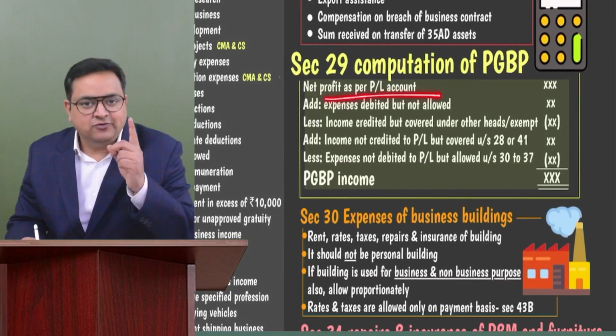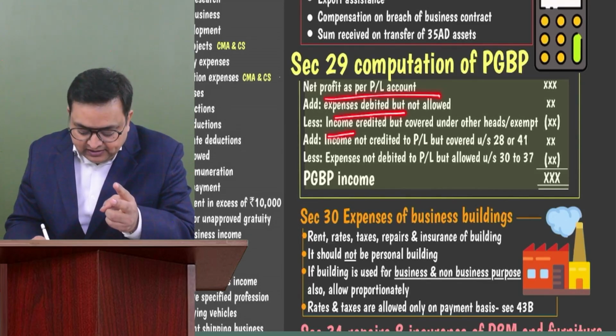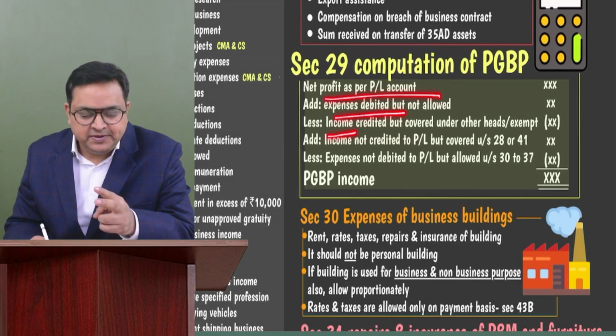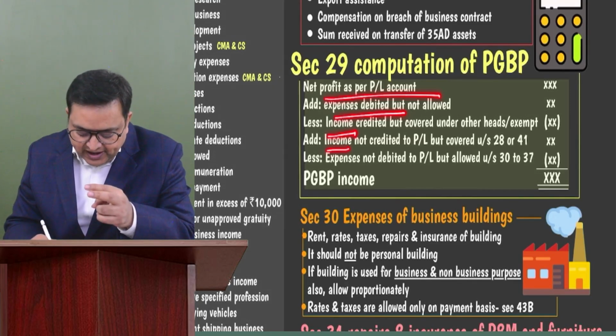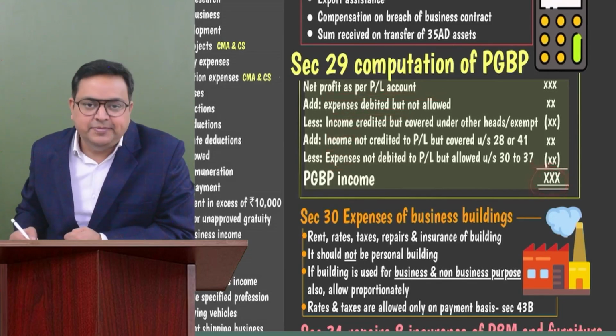Net profit as per the P&L account is the first step. Add expenses which are debited but which are not allowed. Income on the credit side which is not PGBP income, just subtract that. And then you will add or less as per your information. Got it? So this is how you will get your PGBP income.